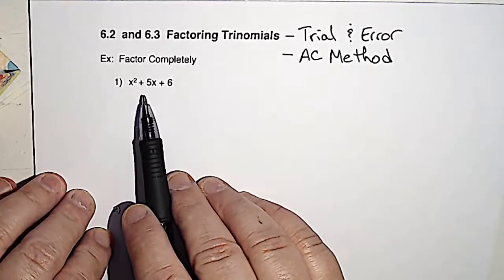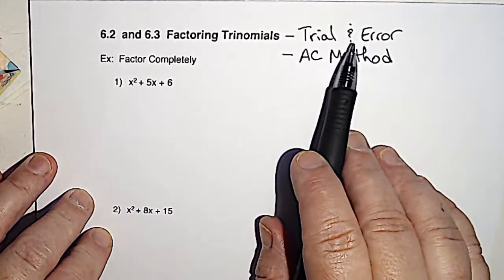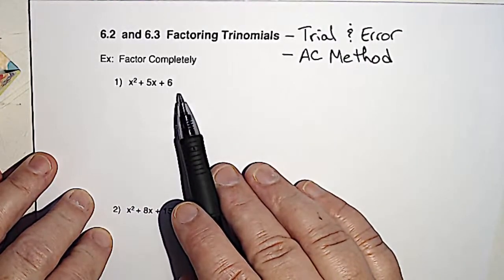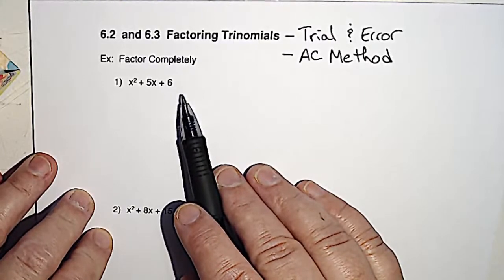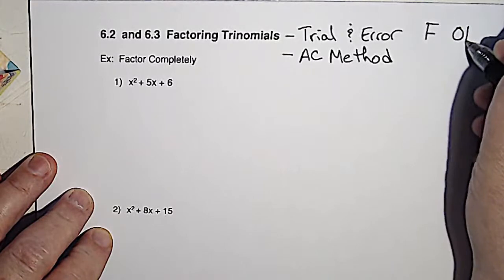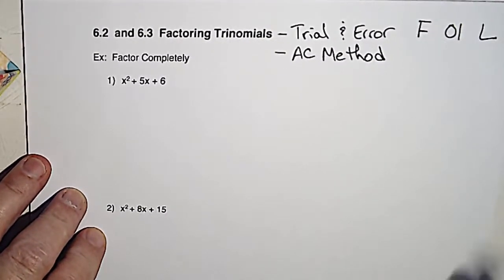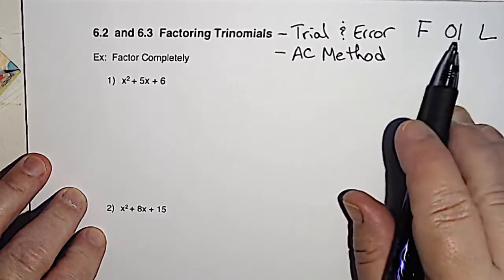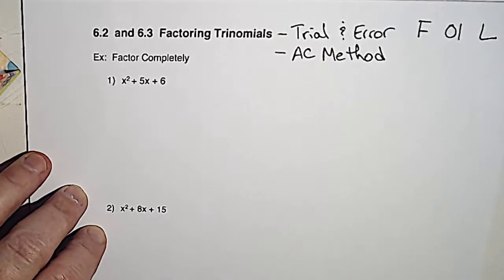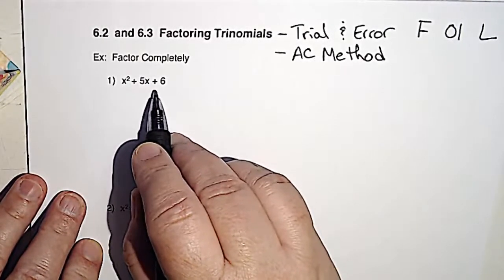The idea behind the trial and error method is that when you multiply out using FOIL, you get a first, an outer and an inner, and a last. That's what we're going to be looking for, the first and the last and the ones in the middle. So how am I going to do this? Let me show you. So x squared plus 5x plus 6.